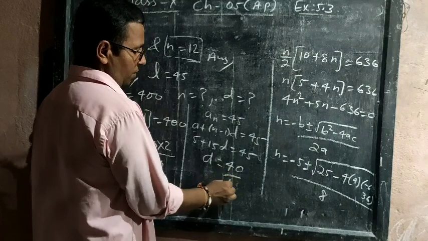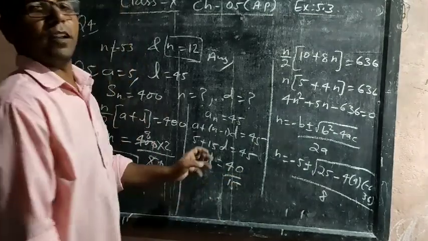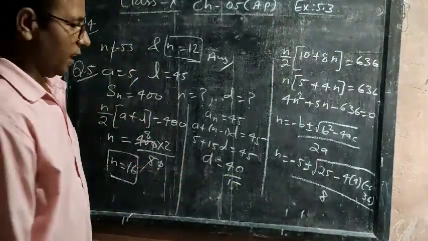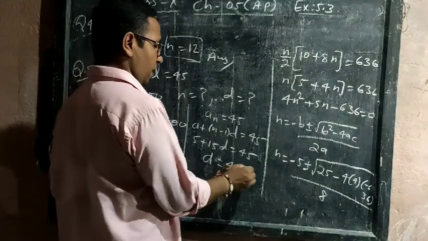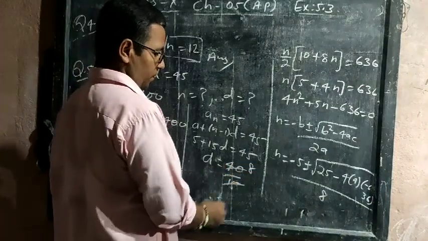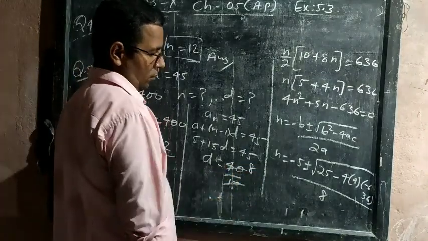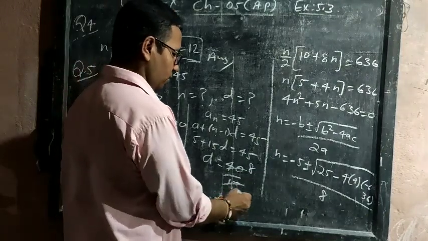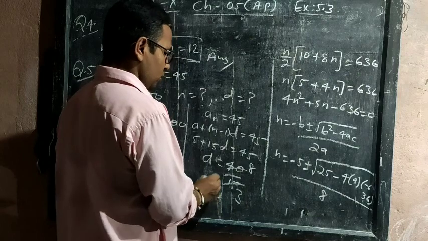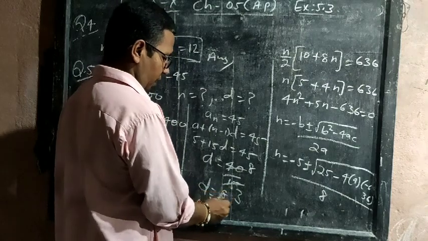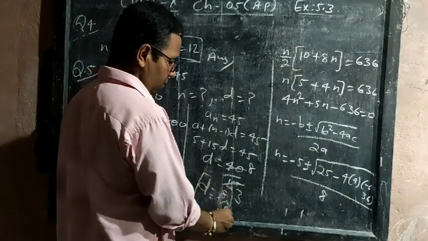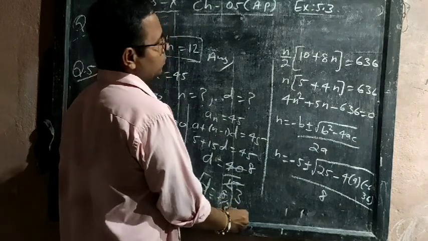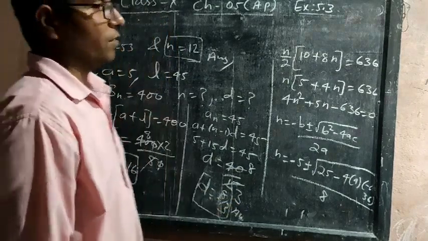40 by 15. So by the 5 table, numerator and denominator can be cancelled. So 8 5s are 40, and 5 3s are 15. So we are getting 8 by 3 here. So d is equal to 8 by 3. So now this much is our answer. So students, we have got question number 5 also.